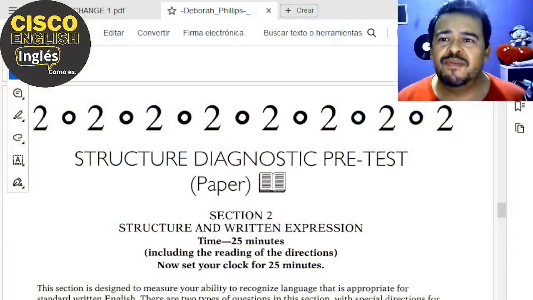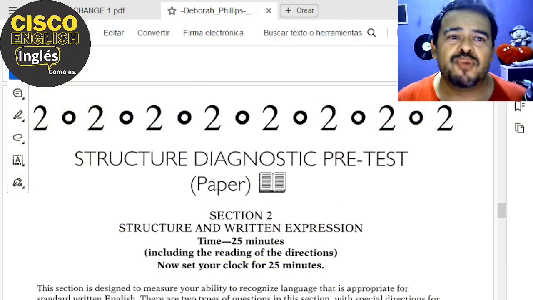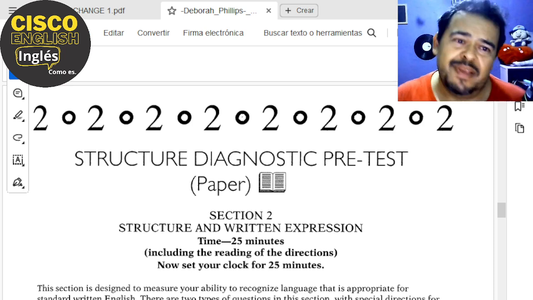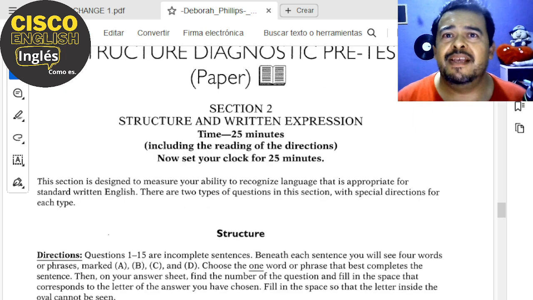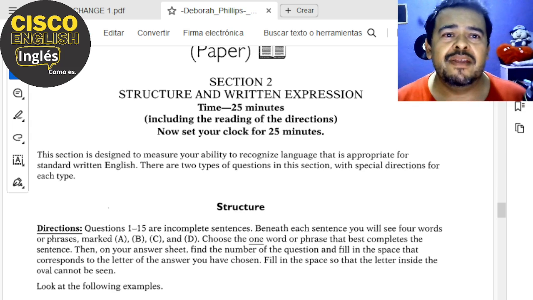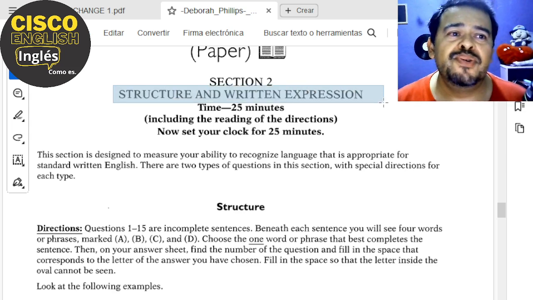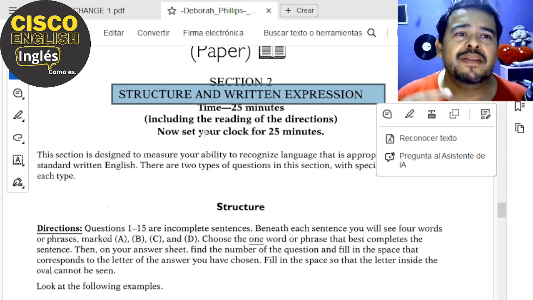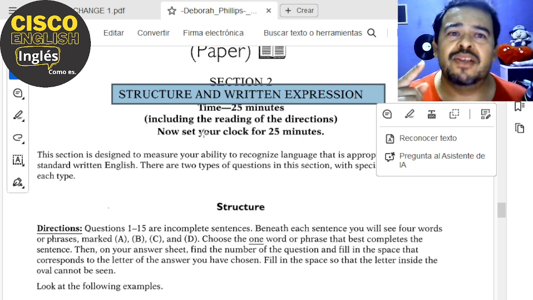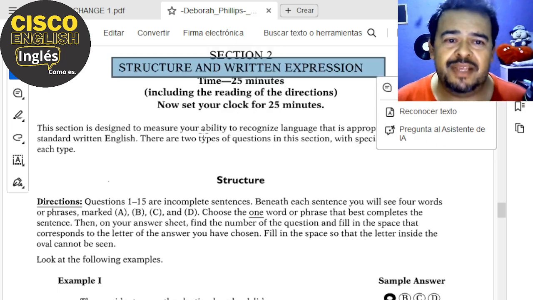What you have in the TOEFL test is this. It's the structure diagnostic pretest. Well, this is just as you will see in an ITP, which is the institutional test. And the format in section 2, after you've taken the listening test, you will have the next 25 minutes for taking the structure and written expression test.